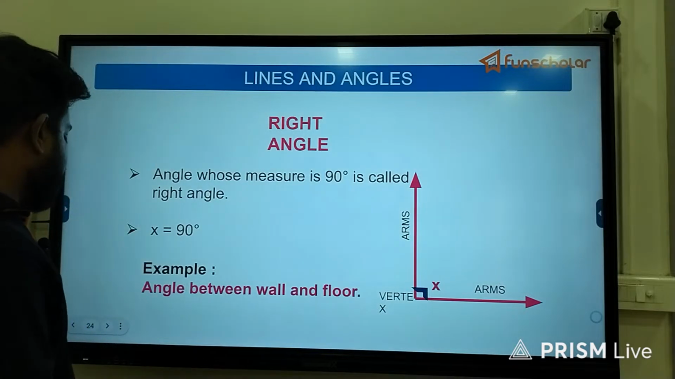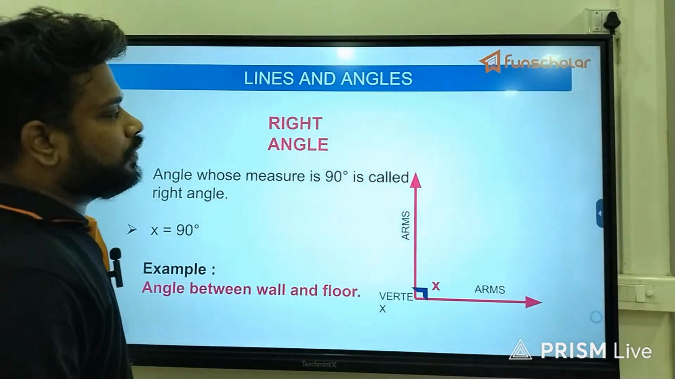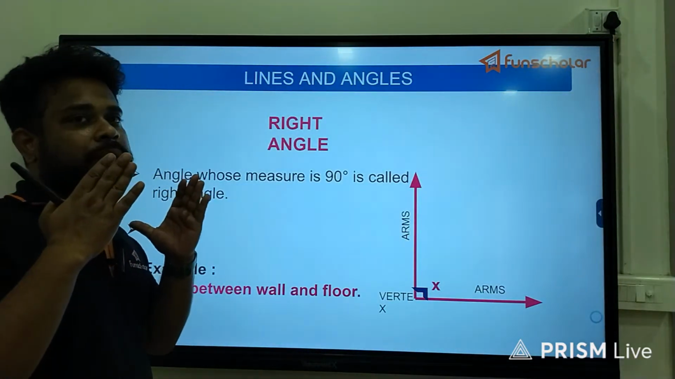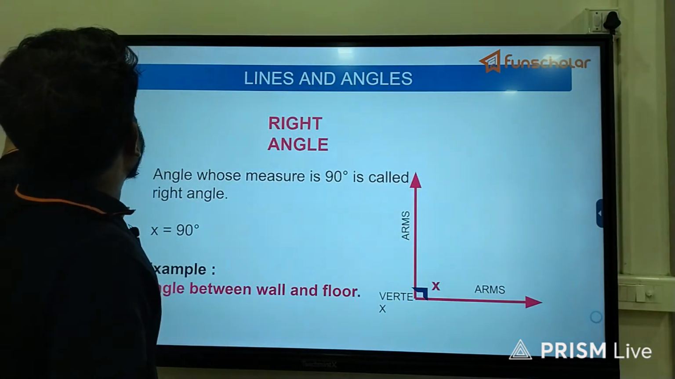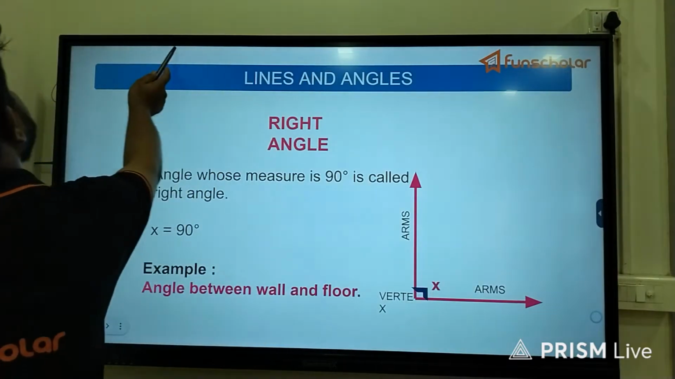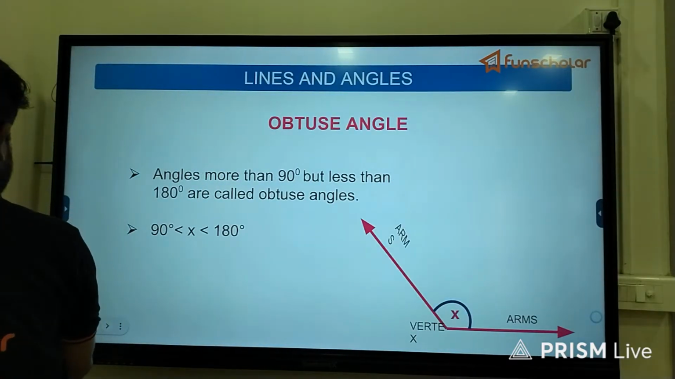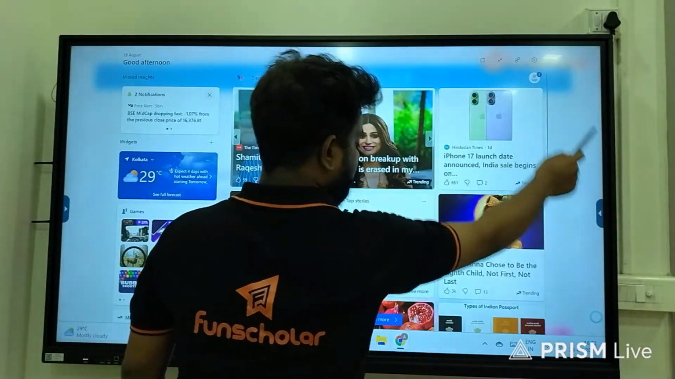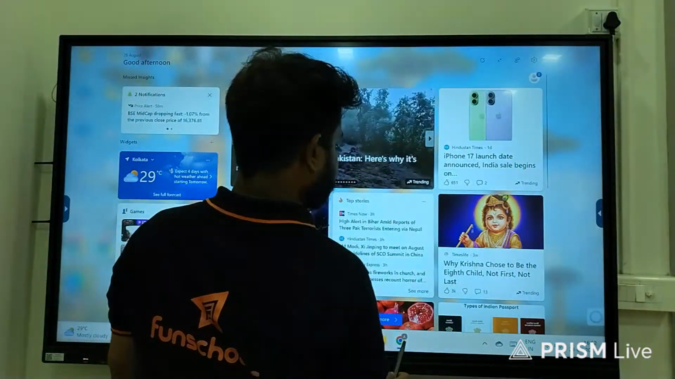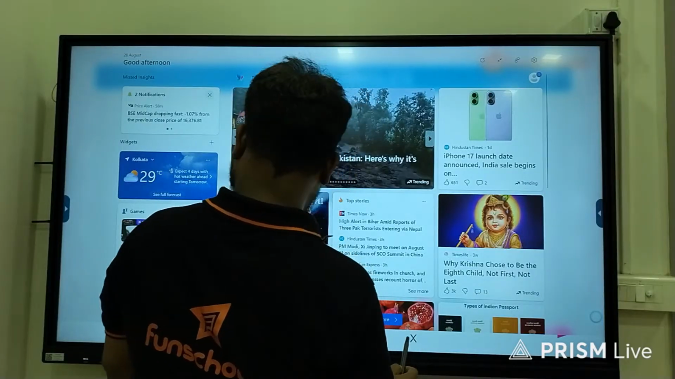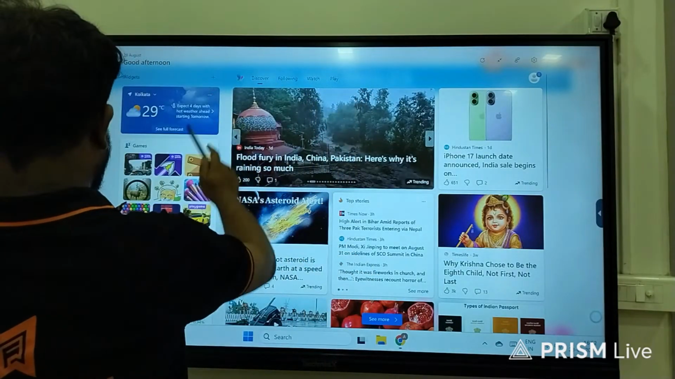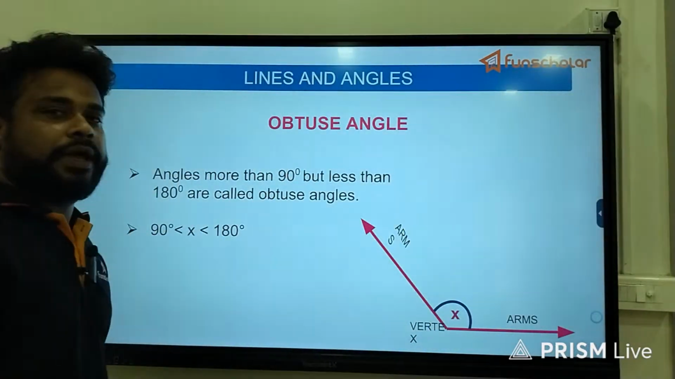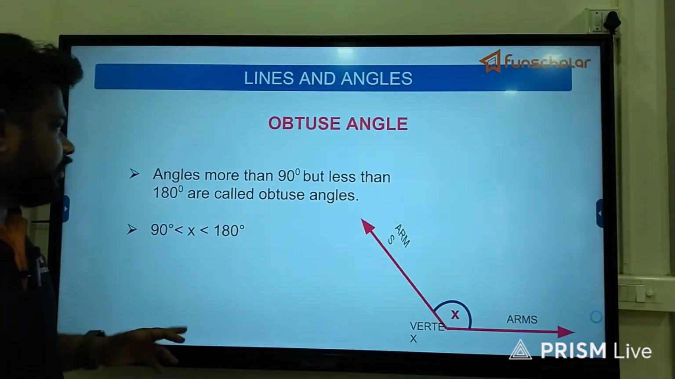Next, angles between wall and floor. Obviously right angles are a very abundant element, like this screen, where everyone is making a right angle.